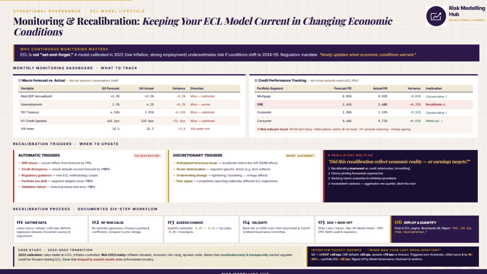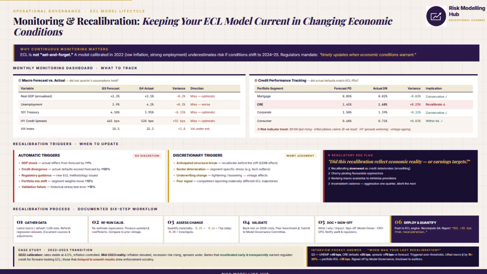So, regular mandate the timely updates when economic conditions warrant. And this is your operational governance framework. So you need to build the monthly monitoring dashboard where you have your variables and what kind of forecast with respect to the actual in the different quarters. What are you observing and how much is the variance and in which direction, whether it's going in an optimistic direction or is it going in a worse direction. You have to document everything.